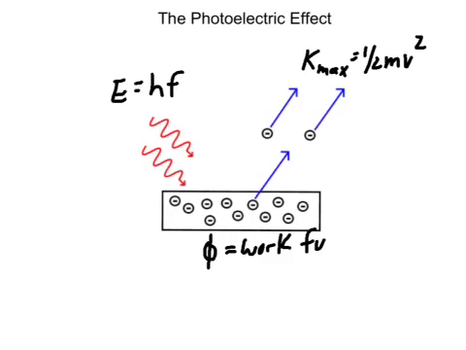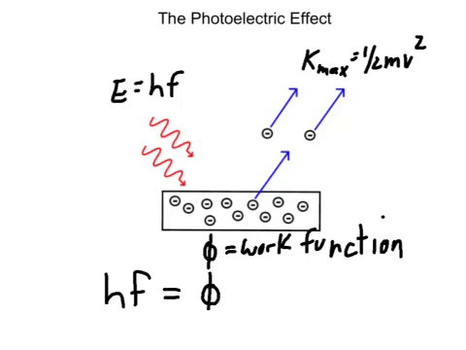So when we put these things together, it's just an expression of the law of conservation of energy: the incoming photon energy is equal to the work function of the metal plus the maximum kinetic energy of the outgoing photoelectrons. So it makes sense that the only way electrons can be detected coming off the surface of the metal is if the incoming photon energy is at least as large as, or greater than, the work function of the metal.